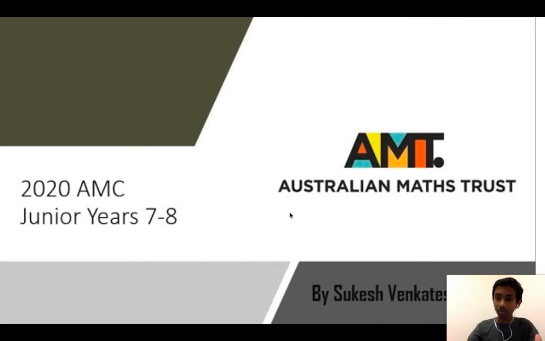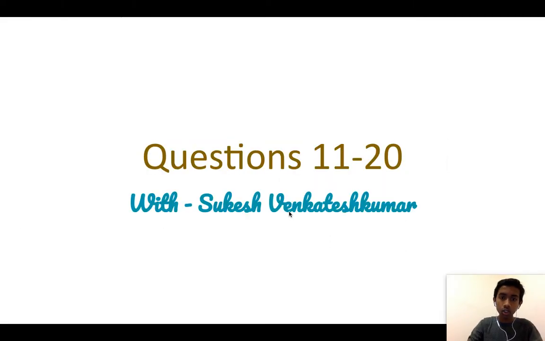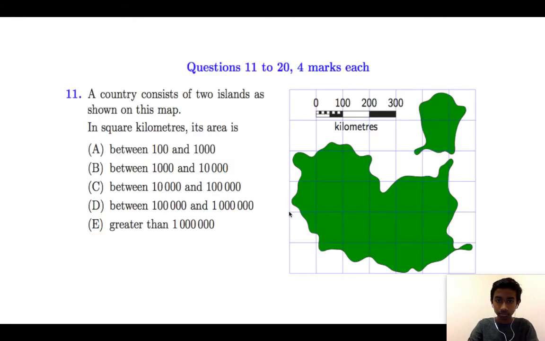So let's get started with the video today. So questions 11 to 20 with me. Okay, starting off, 11th question. It asks us, a country consists of two islands as shown on this map. In square kilometers, its area is what?